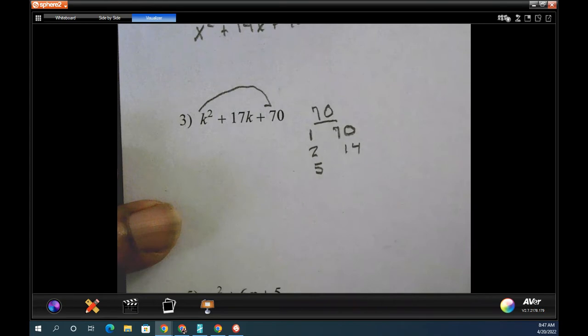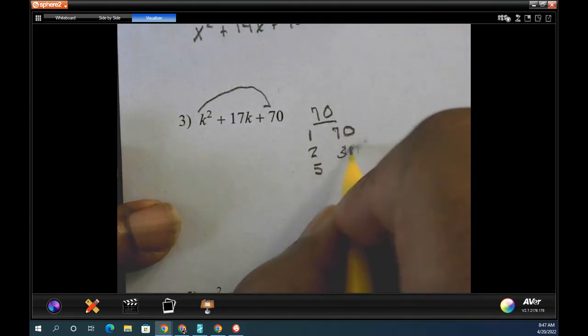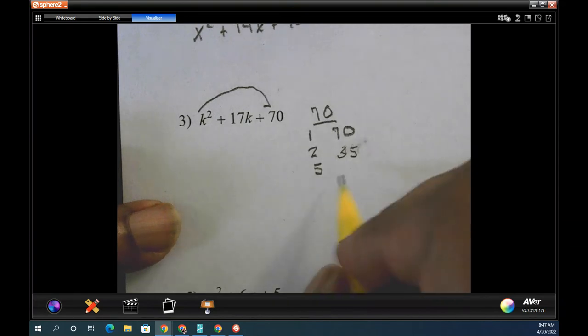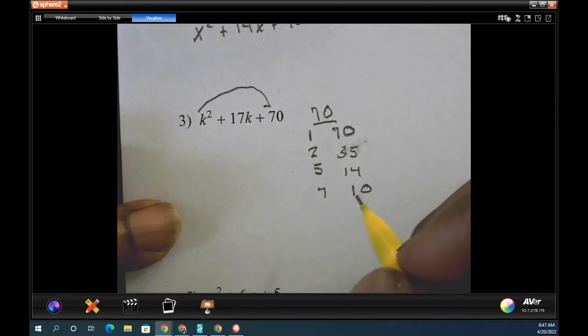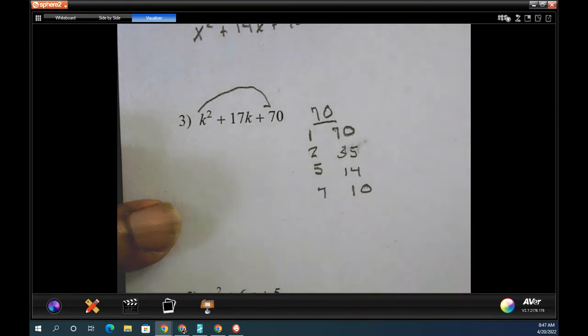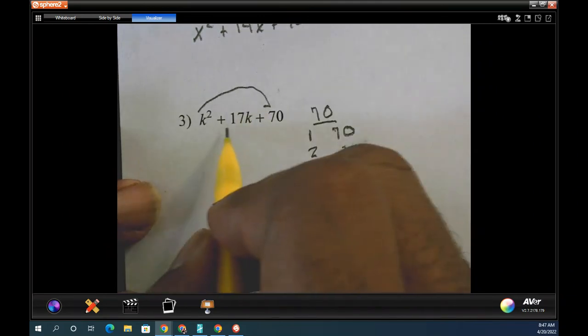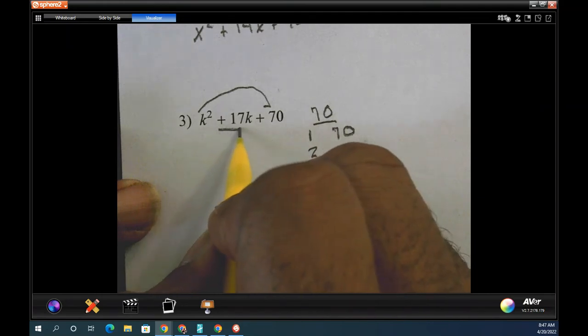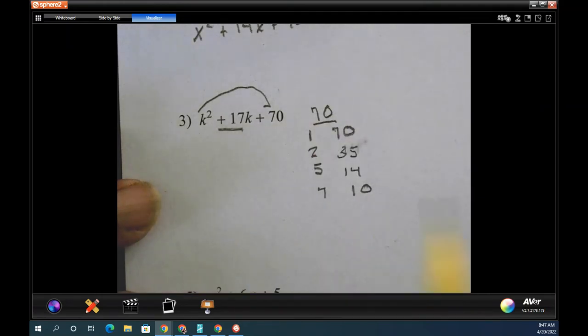Mackenzie, 2 and 35, my bad. Mackenzie, what comes next? Natalie, are there any more? Are there any more, Natalie? No. Okay. Now, we need to find the numbers that add up to 17.